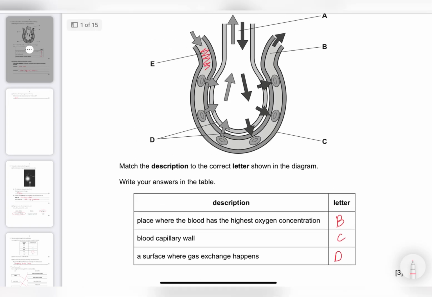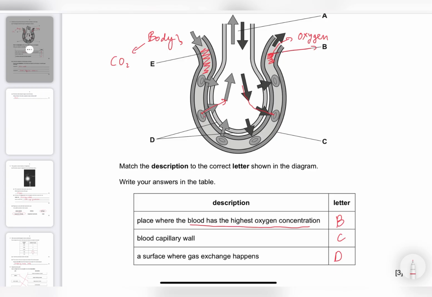So this is our blood. This is coming from the body. So if it is coming from the body, it is carrying carbon dioxide, and when it is entering the body, going towards the body, it is taking the oxygen with it. So if we look carefully, place where blood has highest oxygen concentration is this one, right? From here carbon dioxide comes out and oxygen comes in. So over here the concentration of oxygen is highest.